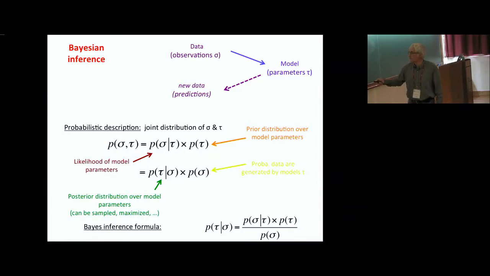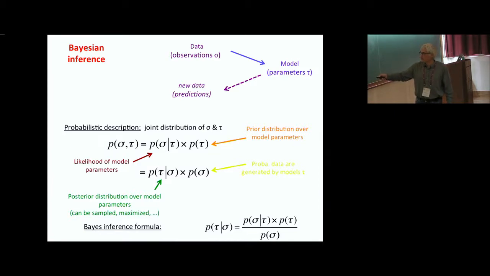So the observations have a sigma. Okay, so here is the idea. I want to extract some parameters tau of the model from the observation sigma. So I want to compute this thing here. And maybe I want to maximize it to get the best value of the tau. Or maybe I want to sample from that to get the posterior distribution. That's called the posterior distribution.